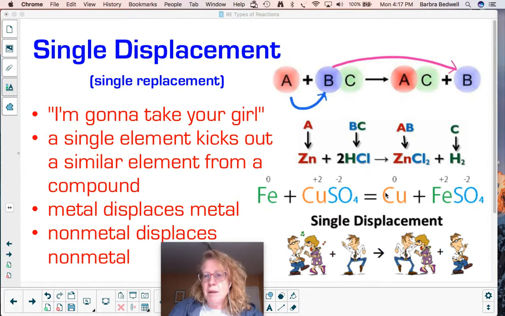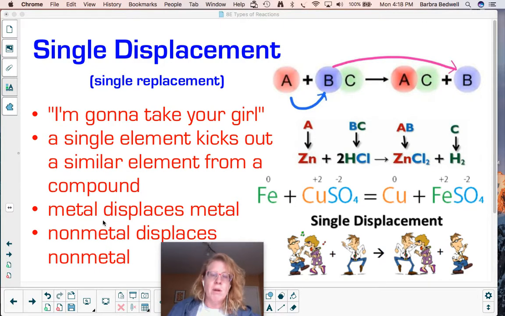And when we're done, we have copper by itself and iron with sulfate. And you can kind of see the charges on here where that happens. So these are called single displacement or single replacement reactions. I did not show any examples in here, but it is possible to do these with a gas displacing another gas or a non-metal displacing a non-metal.